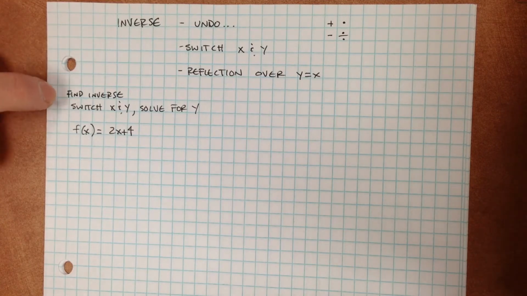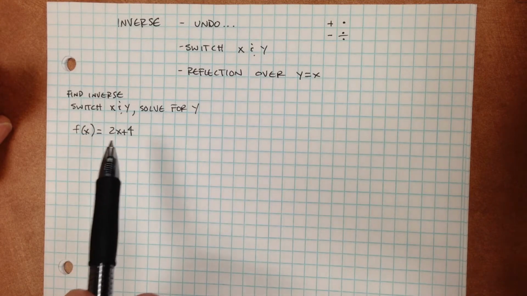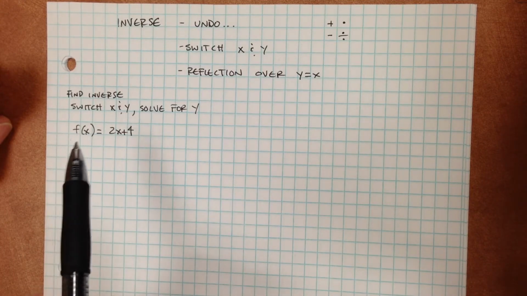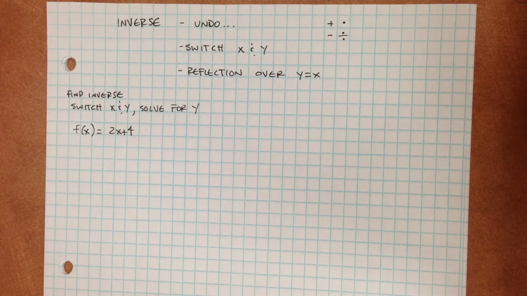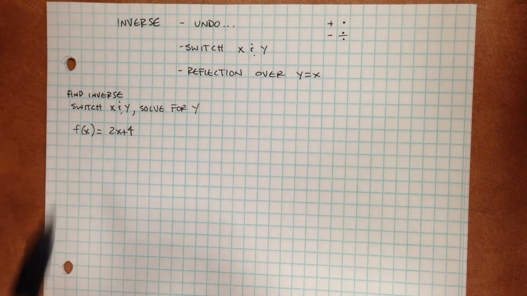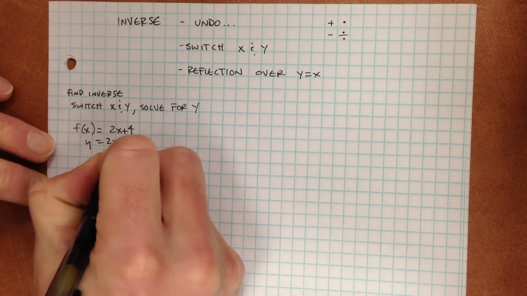So if you want to find the inverse, first thing we are going to do is switch our x and our y values, literally change places, and I know you don't see a y right there. And then we are going to solve for y. When we're dealing with x and y, we're talking about input and output, so a lot of times it's easier to replace this f of x with a y value. y equals 2x plus 4.